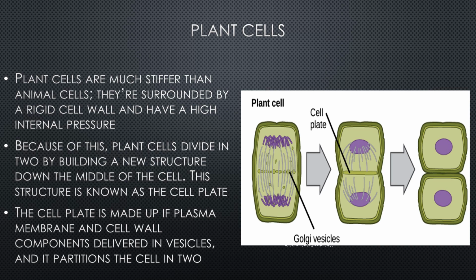For plant cells, things are a little bit different. Plant cells are much stiffer than animal cells. They're surrounded by a rigid cell wall and have a high internal pressure. Because of this, plant cells divide into two by building a new structure down the middle of the cell. This structure is known as the cell plate. The cell plate is made up of plasma membrane and cell wall components delivered in vesicles, and it partitions the cell into two.